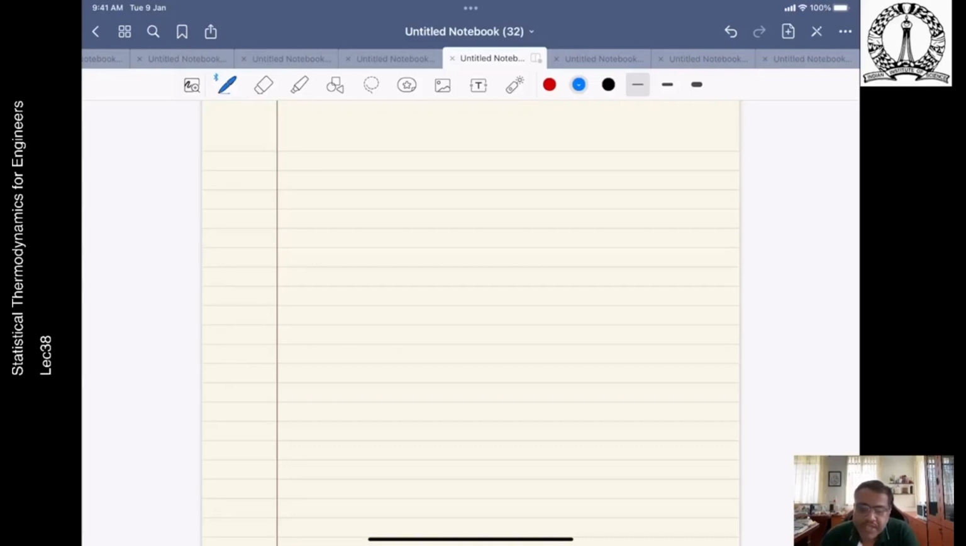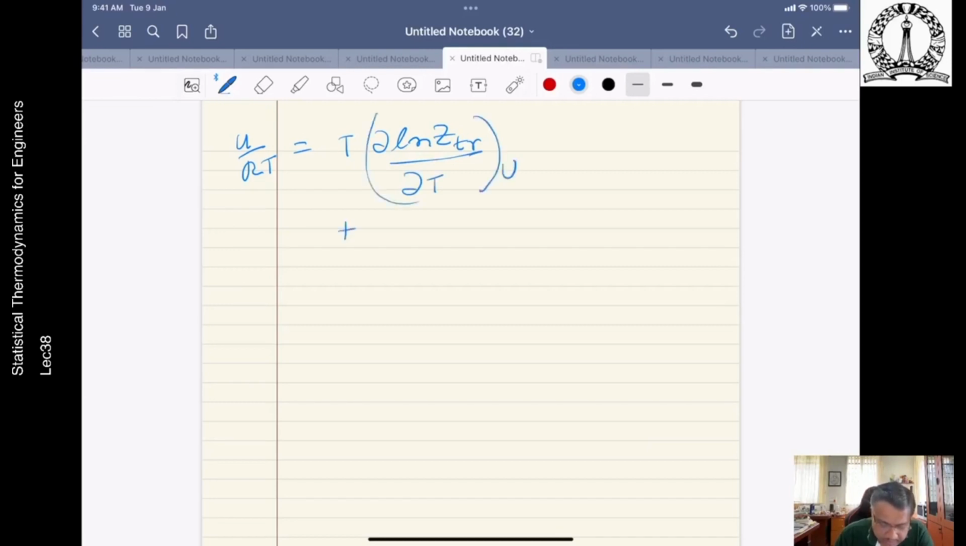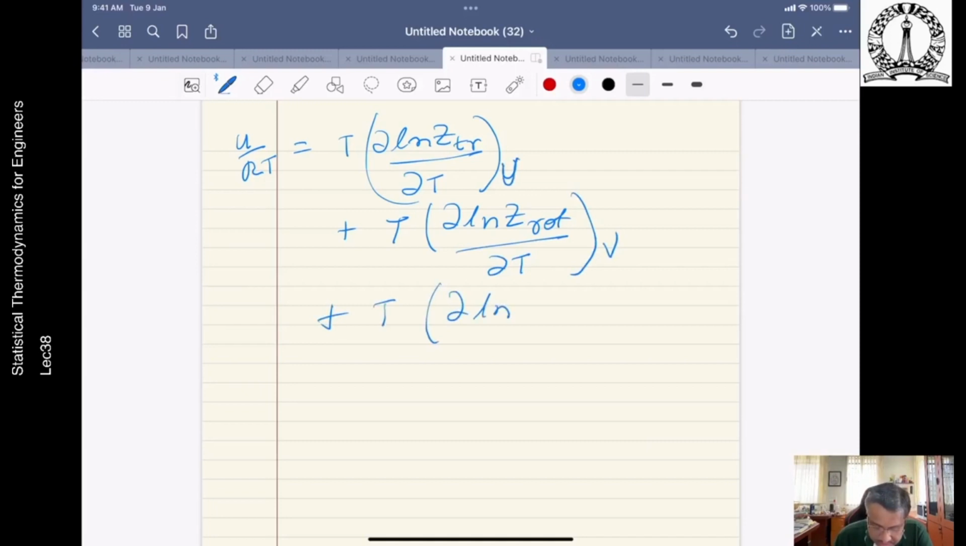Welcome to lecture number 38 of the Statistical Thermodynamics course. In the last lecture, we found that the internal energy is written as U by RT equal to T d ln Z translational by dT at constant V, plus T d ln Z rotation by dT at constant V, plus T d ln Z vibrational by dT at constant V, plus T d ln Z electronic by dT.